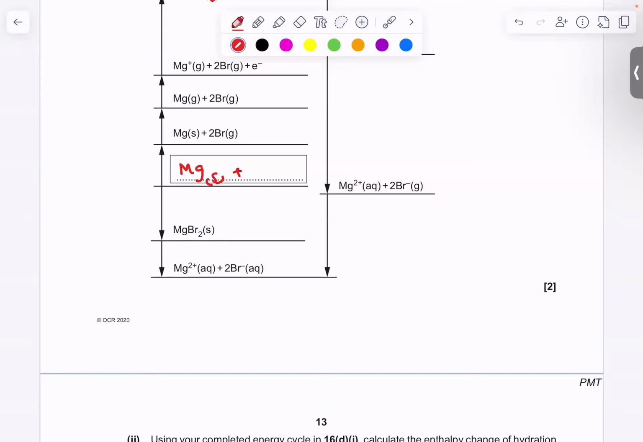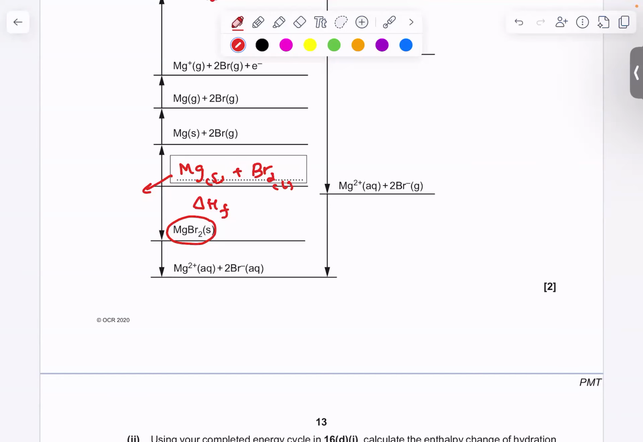No, Maya, this is formation. So you need to write them in their most stable standard state. This is the standard enthalpy change of formation. You need to form MgBr2 solid, and in formation we take the elements in their most stable state. So the stable state for bromine would be Br2, liquid. Okay. Is it clear?